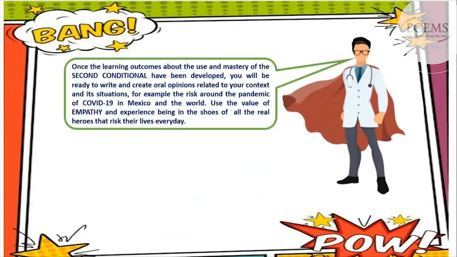Once the learning outcomes about the use and mastery of the second conditional have been developed, you will be ready to write and create oral opinions related to your context and its situations. For example, the risk around the pandemic of COVID-19 in Mexico and the world. Use the value of empathy and experience being in the shoes of all the real heroes that risk their lives every day.